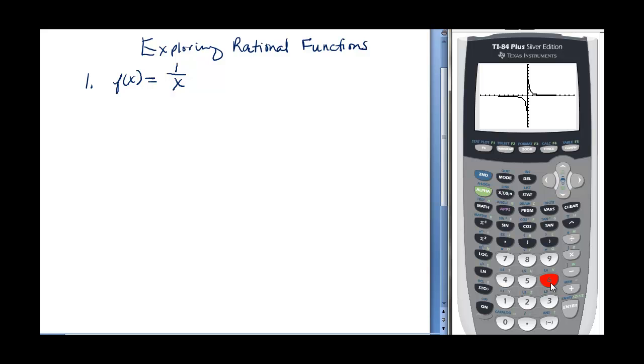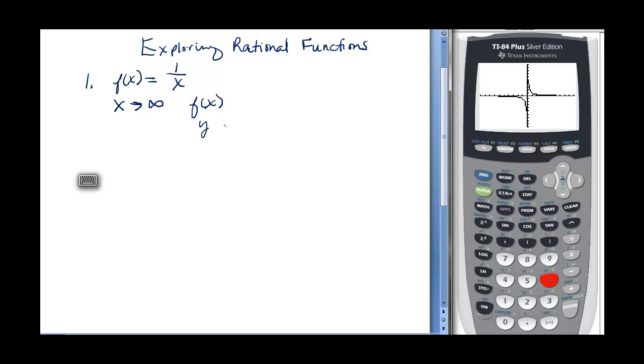Now on your handout you were asked what happens when x goes to infinity. What happens to the output? When x goes to infinity, my output, my f of x, or you can say y, goes to 0. We can see this on the graph over here. As x gets very, very large, my graph is approaching the horizontal intercept, or it's approaching 0.